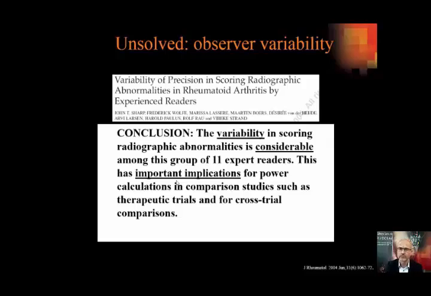There's also an unsolved problem with observer variability. As a publication from 2004 stated, the variability in scoring radiographic abnormalities is considerable among a group of 11 experts. And these experts are some of the pioneers and reference persons in the field of X-ray, like John T. Sharp, Van der Heijde, Vibeke Strand, Marisa Lasser, Arvi Larsen as well. So they stated that this was a problem, and it has important implications when you do your power calculations in studies.